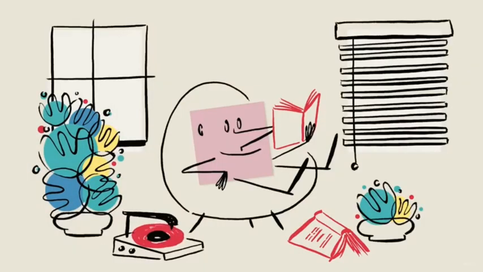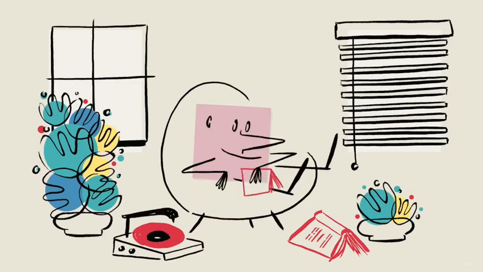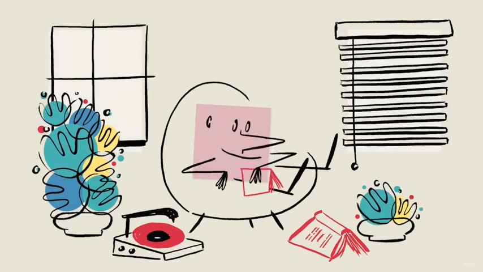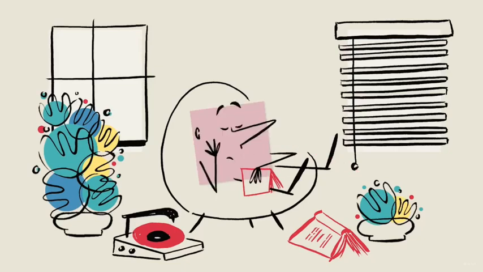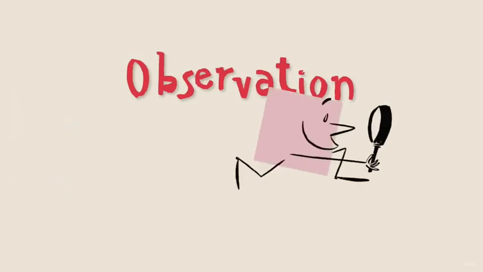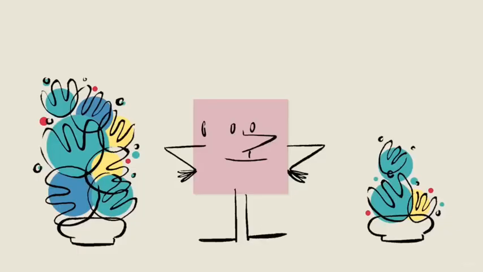So here we've got this guy. He's sitting here, the record's playing, he's reading books. He sees that one of these plants is very tall and the other plant is very short. And he's thinking, gosh, I wonder why they're not the same size. And so this is his observation. One of them is small and one of them is large.